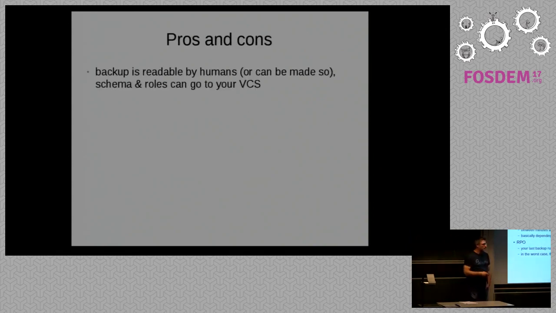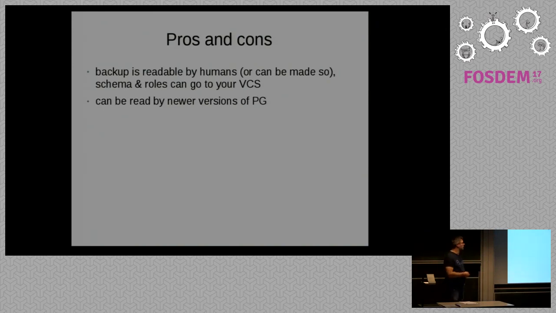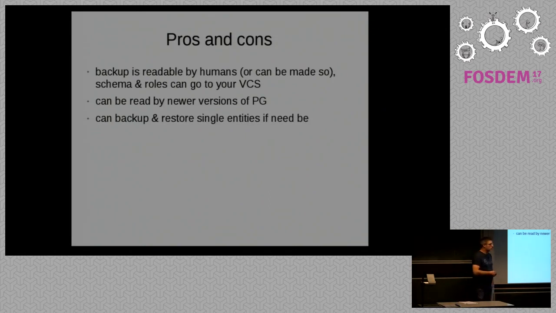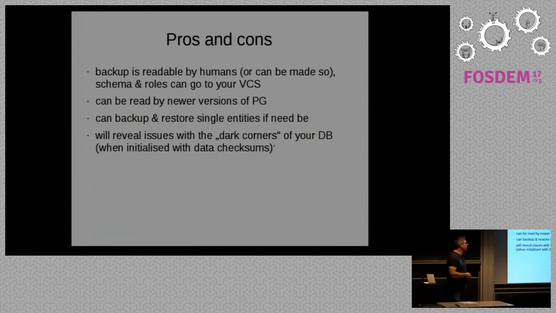Mind you, disaster strikes, right? Pros and cons. It's readable by humans. You can, like with pg_dumpall, dump your schemas and roles on a regular basis and just put them into Subversion or Git or whatever so that you have it documented, right? A pg_dump file can be read by newer versions of Postgres. So if you have a pg_dump backup of your Postgres 8.4, you can easily read that into a 9.6 or 10 and go on. Yeah, you can back up and restore single entities like tables, schemas, databases, and restore them separately.